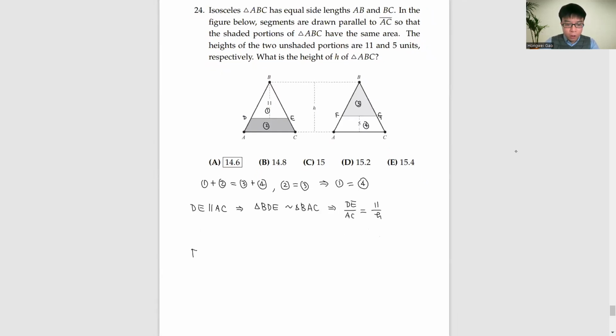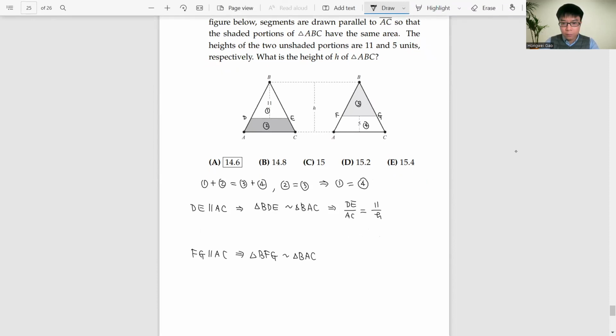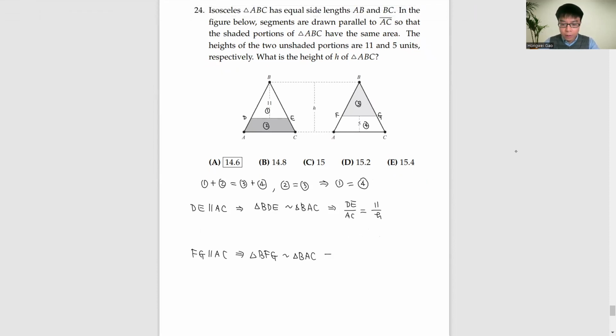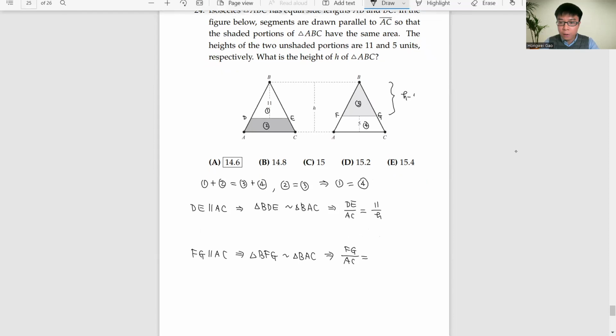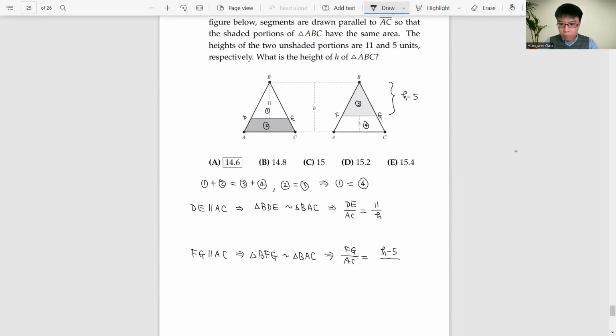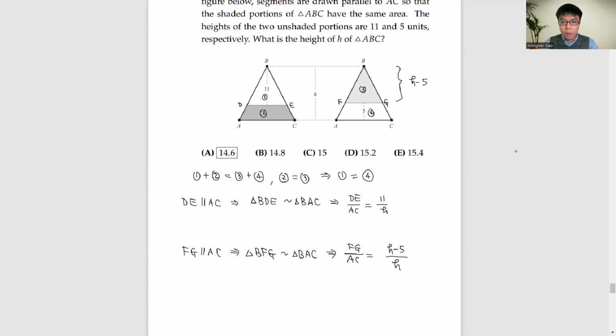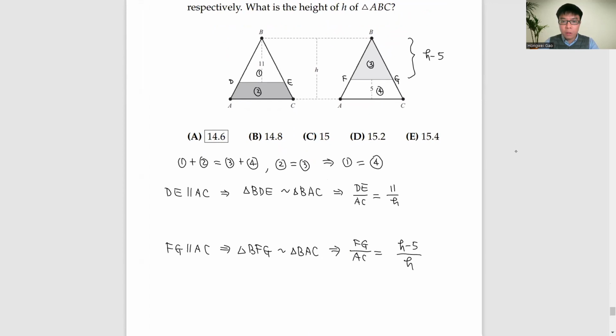We have FG is parallel to AC. That means triangle BFG is similar to BAC, right? And the ratio of the side length is FG over AC. That corresponds to the ratio of the heights. The ratio of the heights for this shaded part is H minus phi, so this corresponds to H minus phi over H. Okay, now we can solve the corresponding ratio for the area.